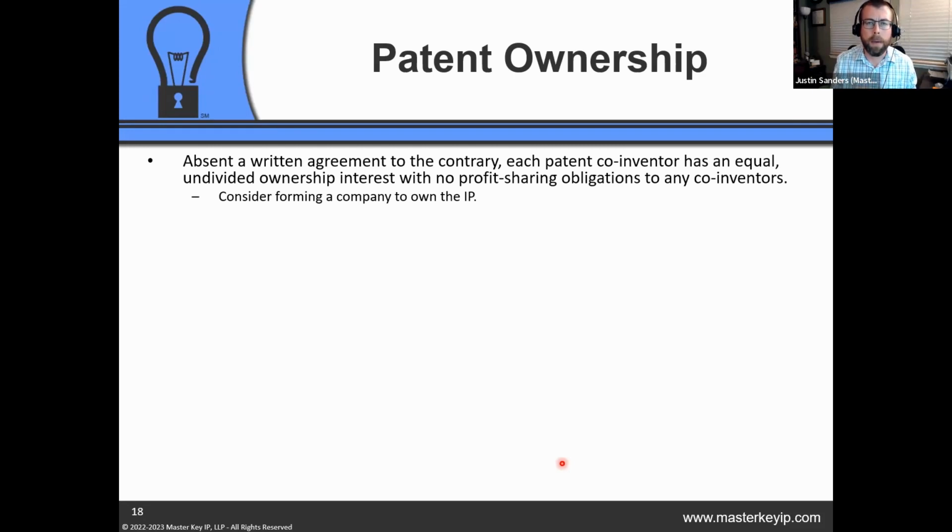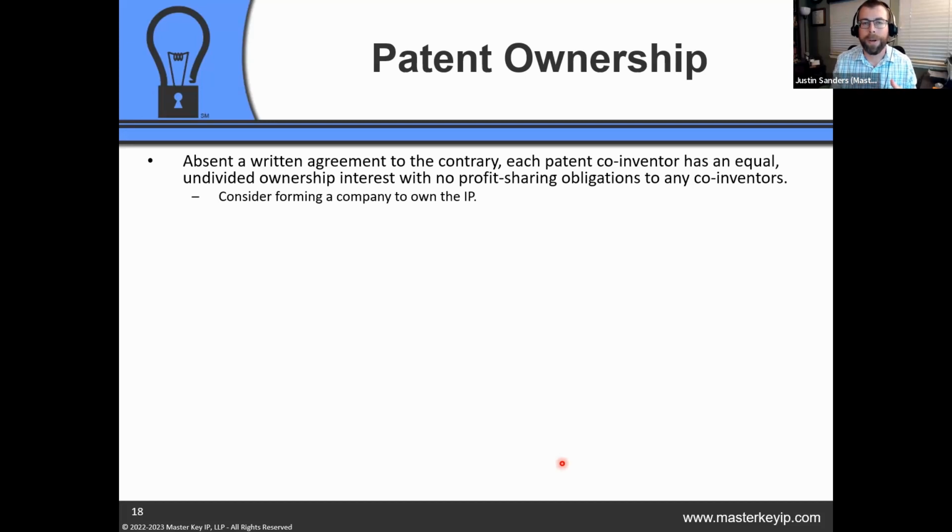Because if you are working on something with other people, the default rule, if you don't have a written agreement in place, is that each of you as co-inventors are equal, undivided owners of that patent or of the underlying invention. So let's say it's you and a friend that are developing some technology, and you co-own that technology, and a few months down the road you have a falling out, you go your separate ways. Now your ex-partner can spin off a competing business with the same exact technology and compete against you without having any kind of profit sharing obligations or anything else.